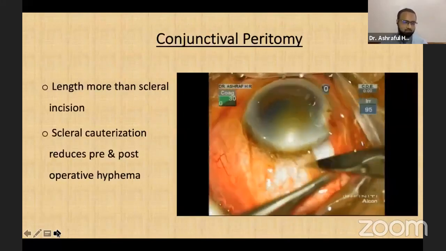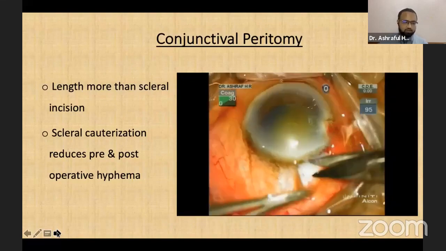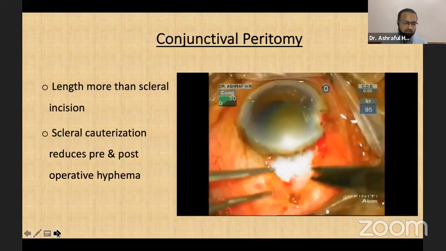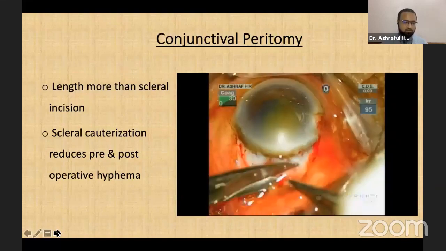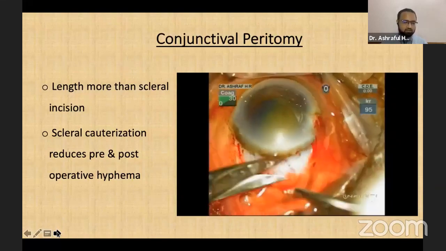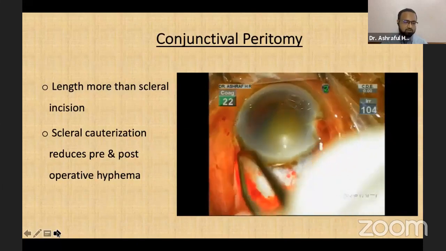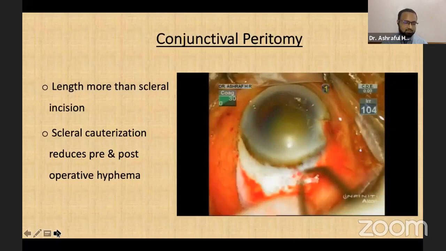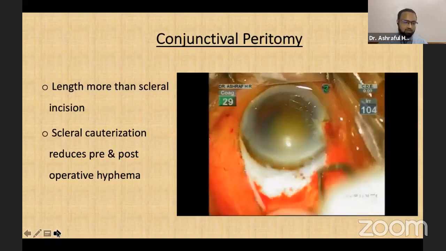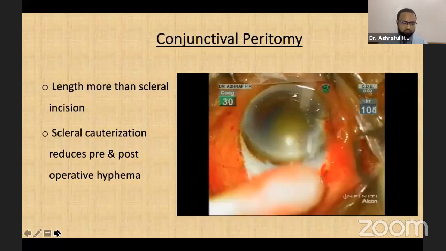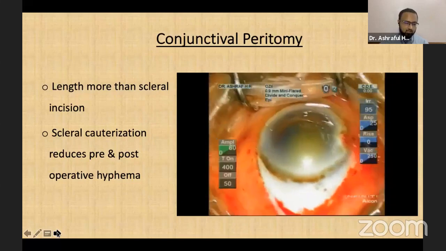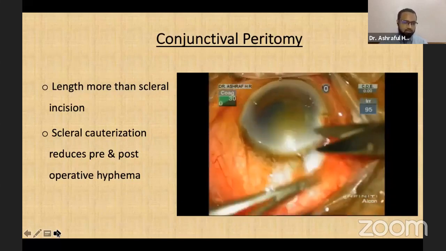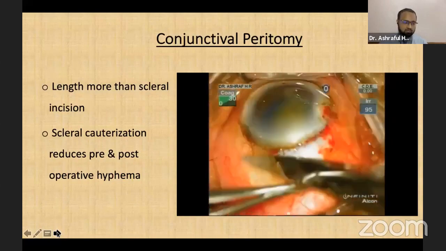The sclera needs to be exposed and bleeding free. The size of the conjunctival peritomy will be more than the scleral incision. Tenon's should be severed, and keep in mind the conjunctiva should cover the scleral incision at the end of the surgery. Cautery is done at the incision site, which reduces bleeding and gives better visualization. We should be very careful about scleral shrinkage and corneal burn at the time of cautery.